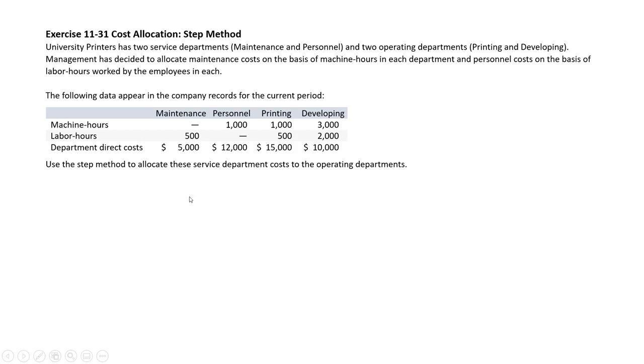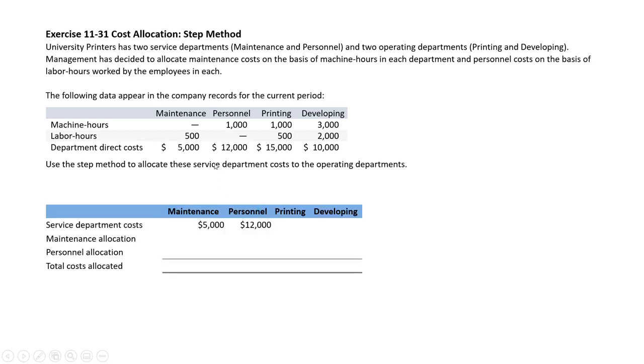With the direct method, we didn't acknowledge work that the service departments did for each other. We just allocated the 5,000 in maintenance to printing and developing, and for personnel, the 12,000 again to printing and developing. With the step method, we're going to make a partial acknowledgement of the effort that they do for each other. Our initial starting point is that same direct cost. Maintenance is 5,000, personnel is 12,000. But again, we're going to make a partial acknowledgement.